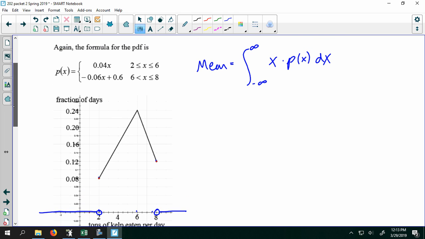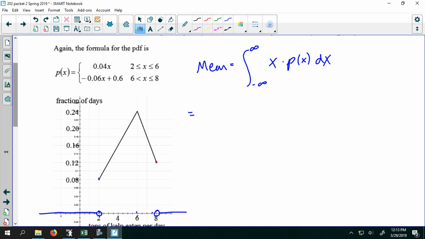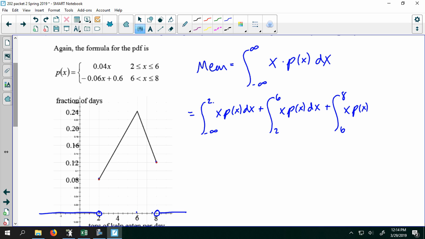So I am going to break this integral into the integral from negative infinity to 2 of x p of x dx plus the integral from 2 to 6 of x p of x dx plus the integral from 6 to 8 of x p of x dx plus the integral from 8 to infinity of x p of x dx. Now these first and last are just 0. The area under the curve is 0 because the function value is 0.